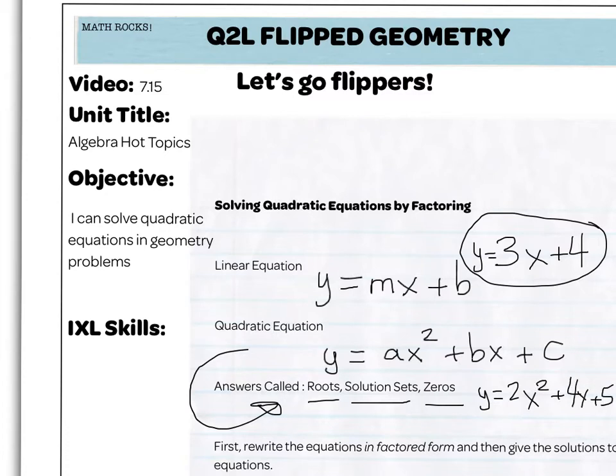The really cool thing about linear equations and quadratics is that when you graph them, you can tell what their behavior is. A linear equation actually makes a line, a beautiful line, whereas a quadratic makes a parabola. And where that quadratic crosses the x-axis, I'm going to draw in the x and y axis here, those are usually the roots, solution sets, or zeros.